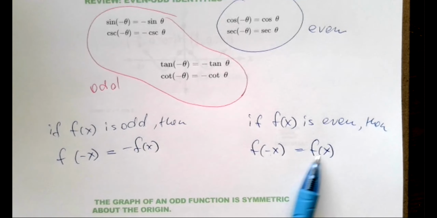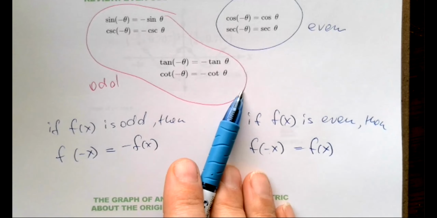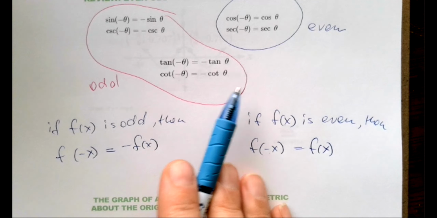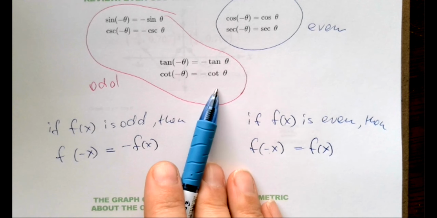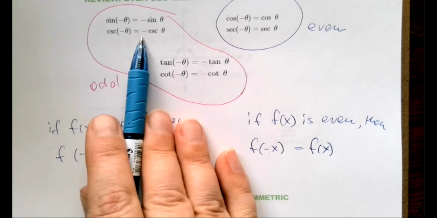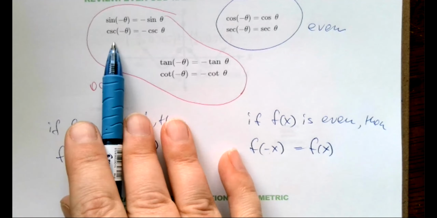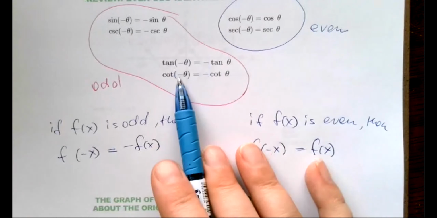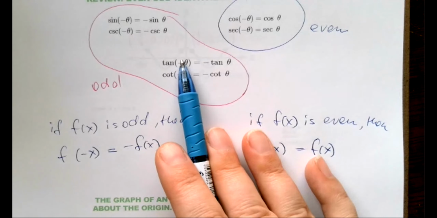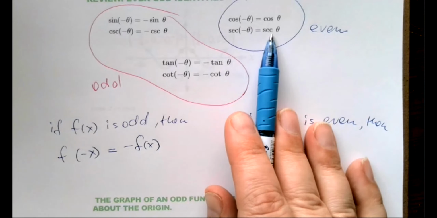Now, some functions are even, some functions are odd, and some functions are neither. But in the case of our trig functions, they are even or odd. So sine and cosecant are odd. And of course, if sine is odd, cosecant is 1 divided by sine, so it has to be odd as well, because they are reciprocals. Same with tangent and cotangent. They're both odd. They're reciprocals of each other. And cosine and secant are even. Just keep that in mind.